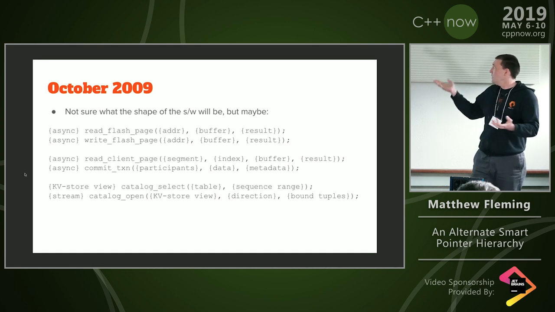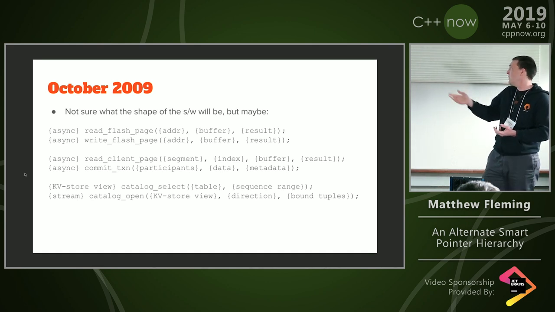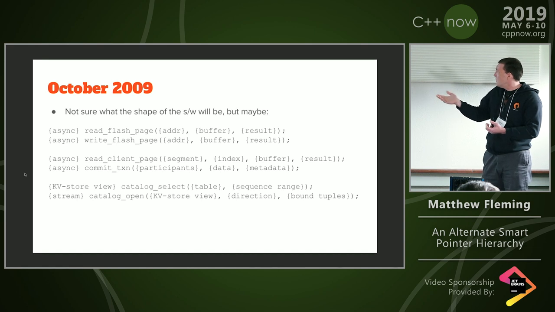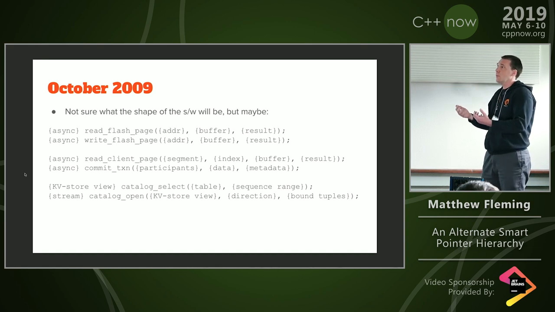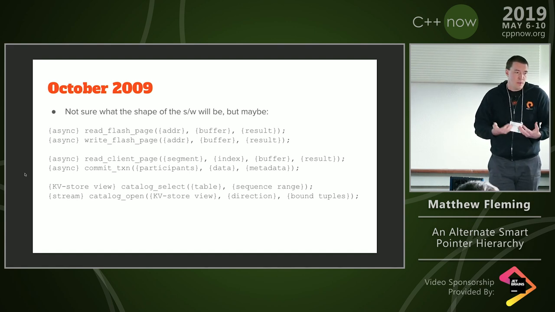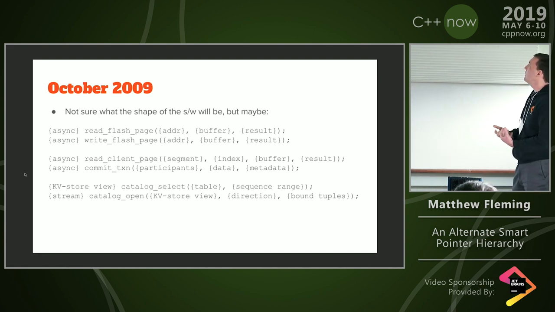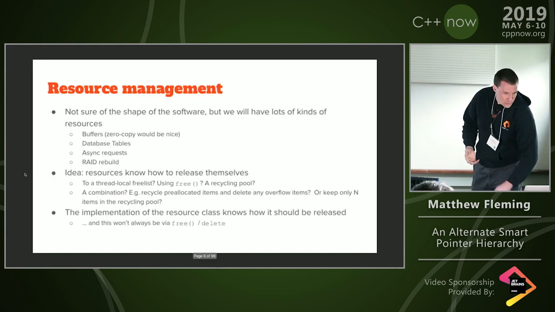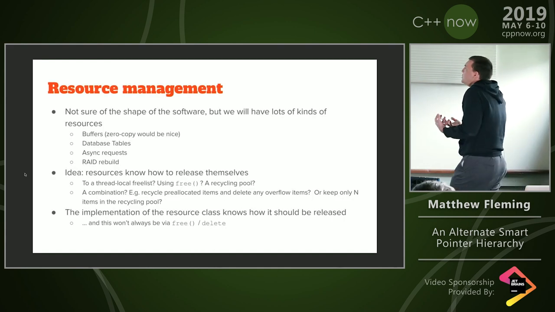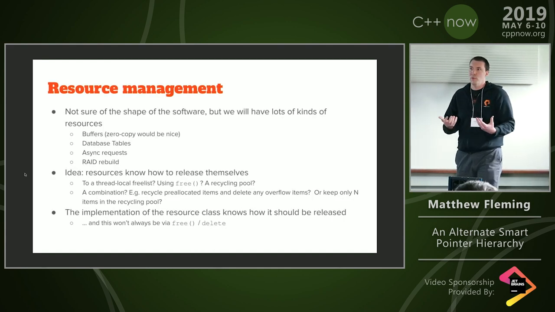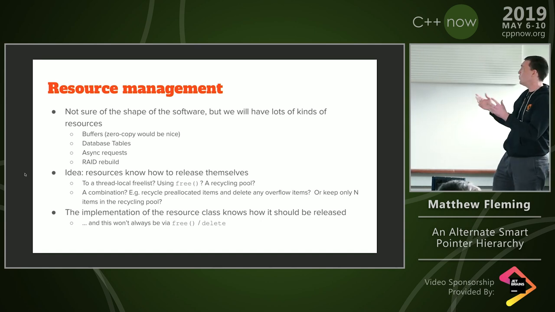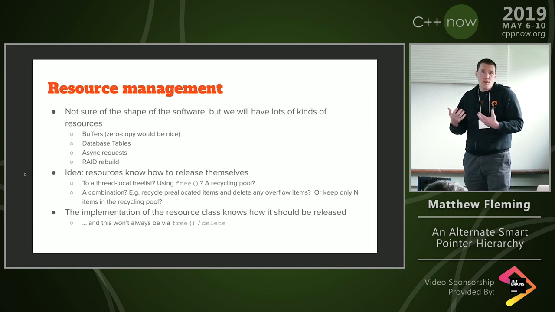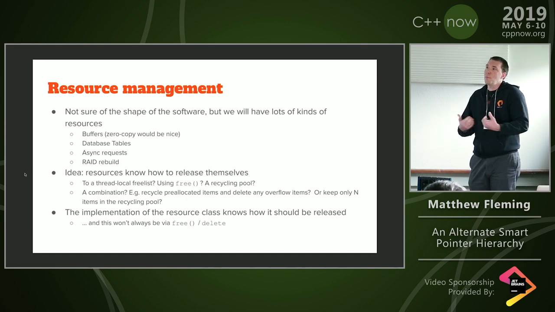So when I want to read a flash page, I have some kind of address. I'm going to give it a buffer to read into. I want to know the result, and the return value has to be some kind of asynchronous object. And we knew we're going to do a lot of things like this. So it started off, we don't know what the shape of the software is, but we're going to have lots of kinds of resources. I'm going to have buffers, these database tables, these async requests, I'm going to have to do RAID rebuilds. And I know I've got resources, so how do I release a resource?